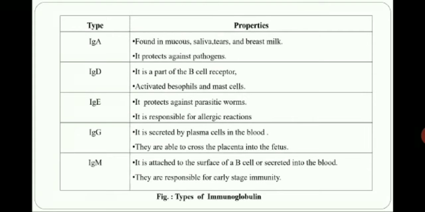The next class of antibody molecule is IgG, which is secreted by plasma cells in the blood and has a tendency to cross the placenta. The IgM class of antibody is attached to the surface of B cells and is responsible for early stage immunity.